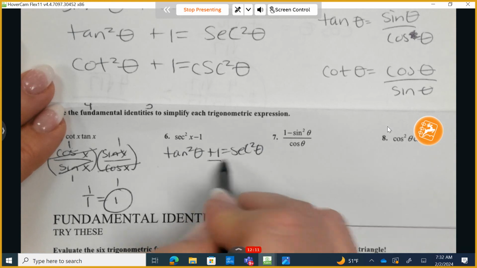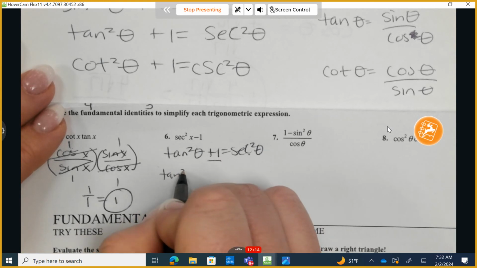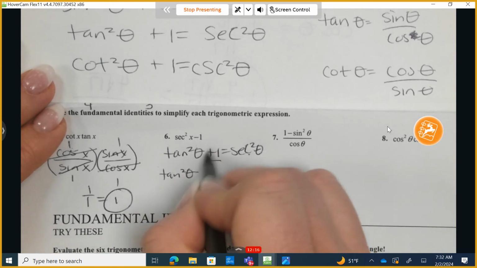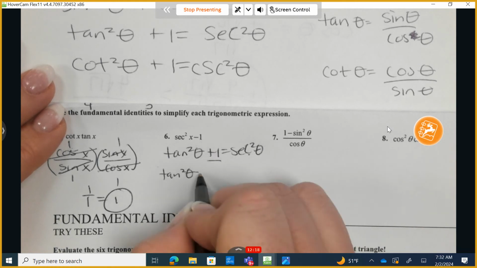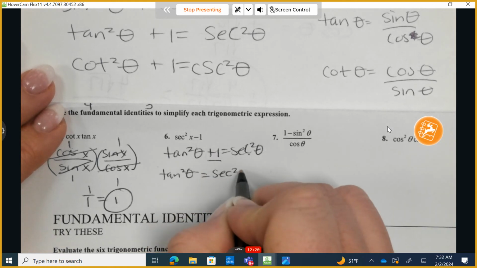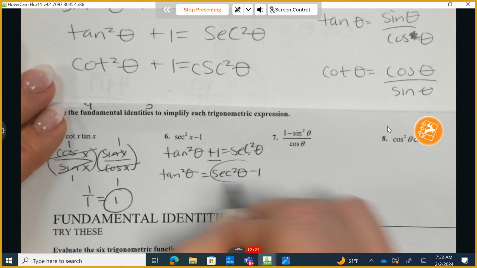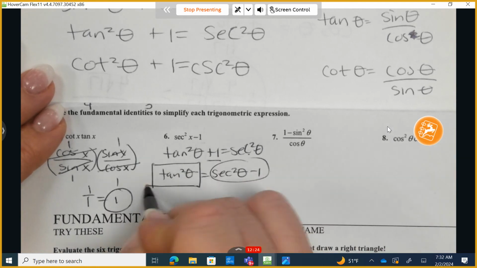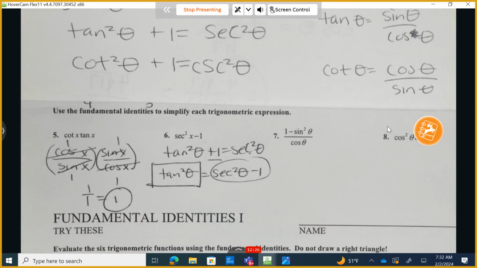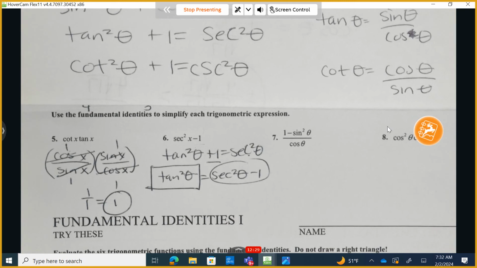So I can move the 1 to the opposite side by doing the additive inverse. It just means the opposite. So opposite of adding is subtracting. I get secant squared theta minus 1. That's exactly what I had. So guess what this is equivalent to? Tangent squared theta. Check with your partner, please. Make sure you understand.